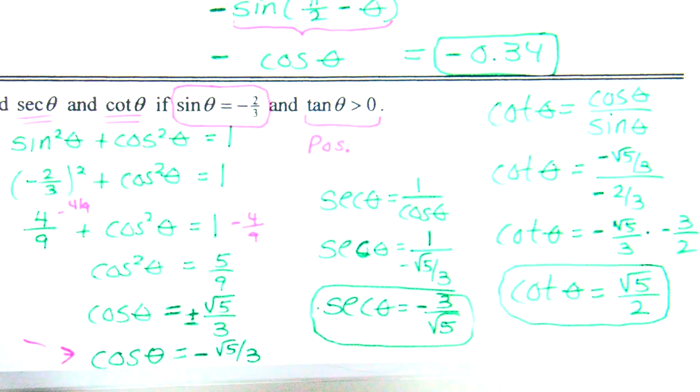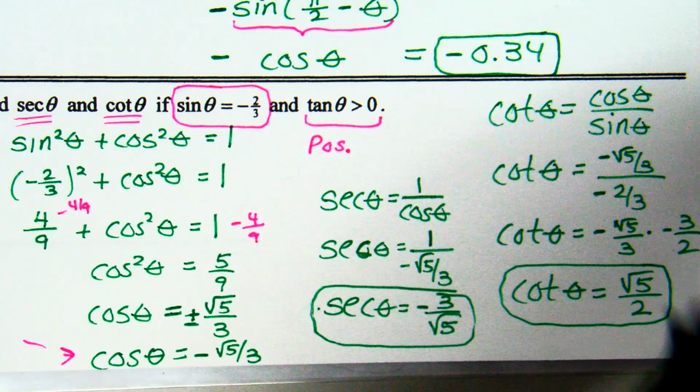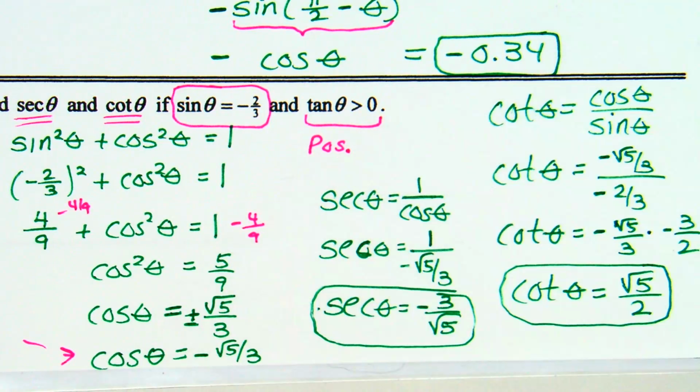Now, here's kind of a self-check. Does it make sense that cotangent came out positive? Yes, because we were told in the beginning that tangent is positive, so by golly, cotangent better come out positive. If it didn't come out positive, I need to backtrack and see why. Did I mess up my sign elsewhere? Okay.